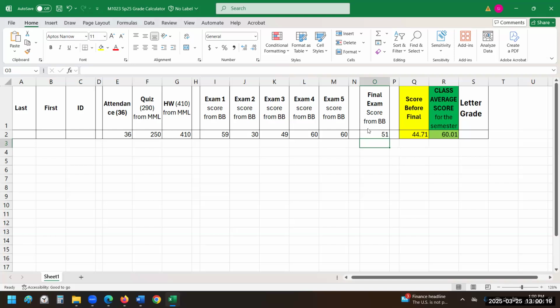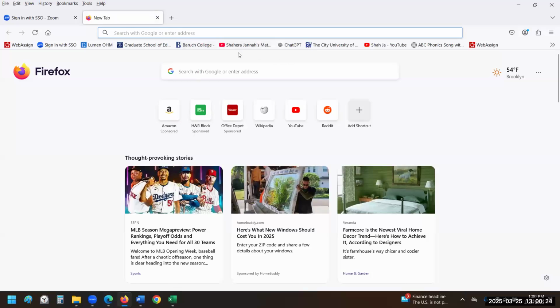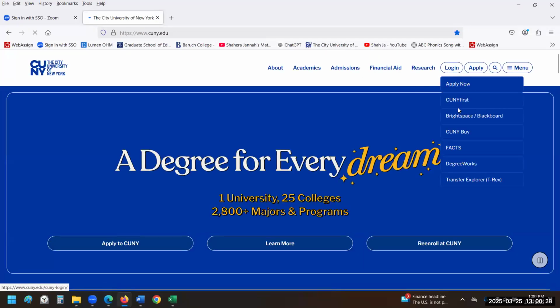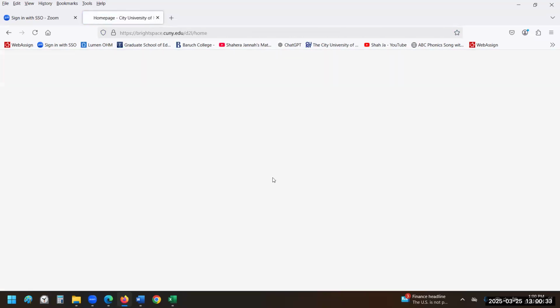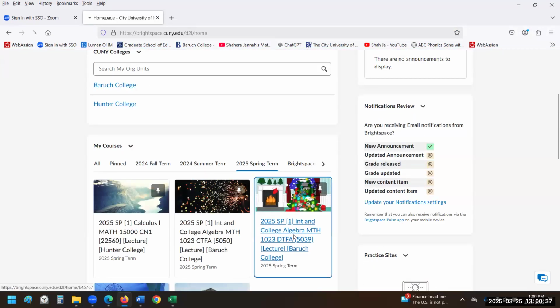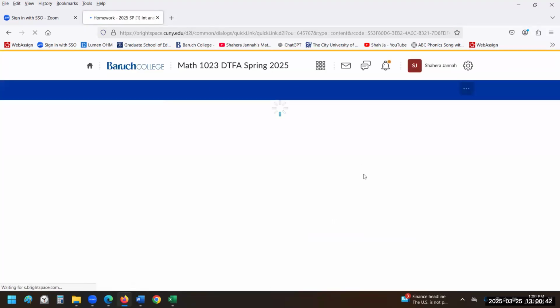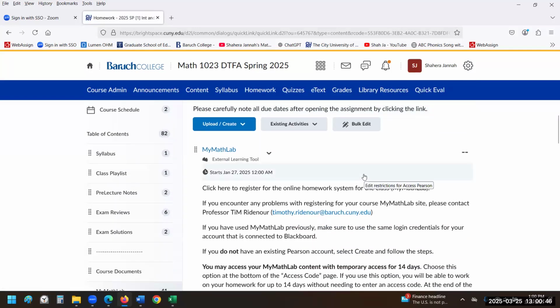You get to MyMathLab. So let's go to MyMathLab. Where is MyMathLab? Here. So you go to Brightspace, you go to your class and see on the homework. Either you can get it from your gradebook, I think from Brightspace. I actually go to MyMathLab directly to get your score.